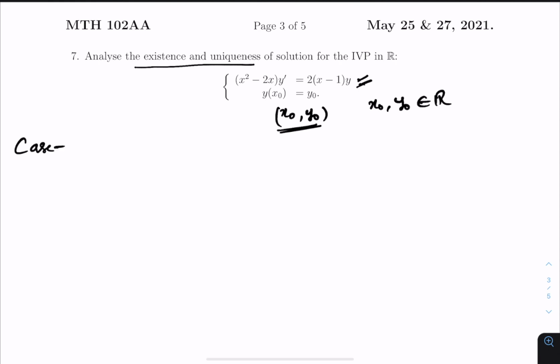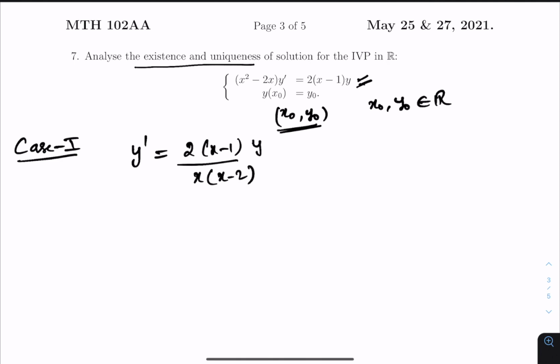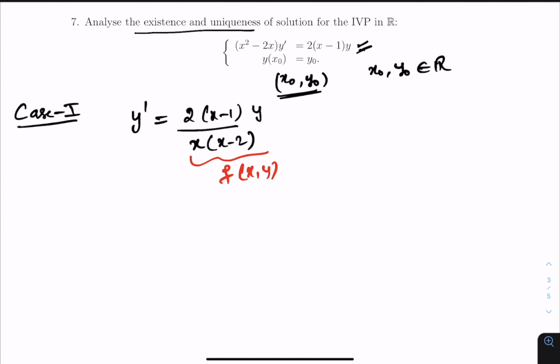So first, case 1. In case 1, first of all, you notice if you have to worry about existence and uniqueness, you have to write it in the Picard's theorem hypothesis form, and you see that your f(x, y) is precisely in this form, right? So this is your f(x, y). So what should we verify? We should verify whether f(x, y) is continuous, and for existence we should verify the continuity of f(x, y) at every point or around the neighborhood of the initial point (x0, y0), and the partial derivative.